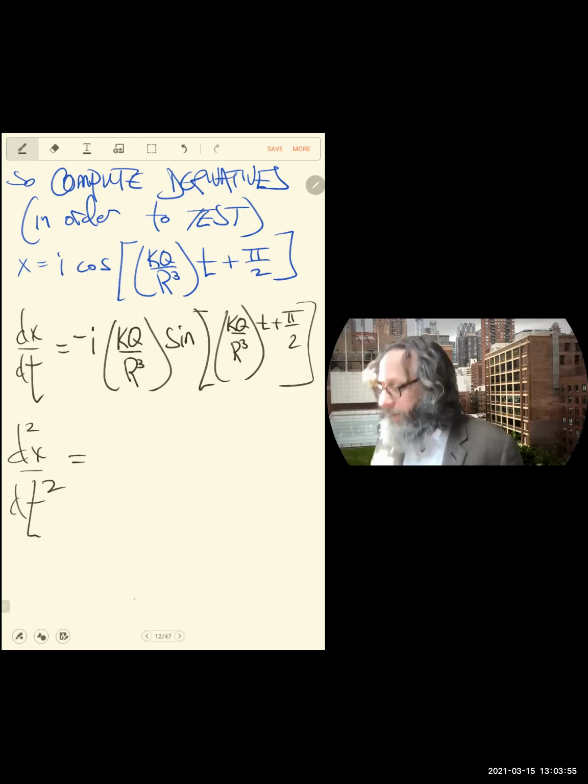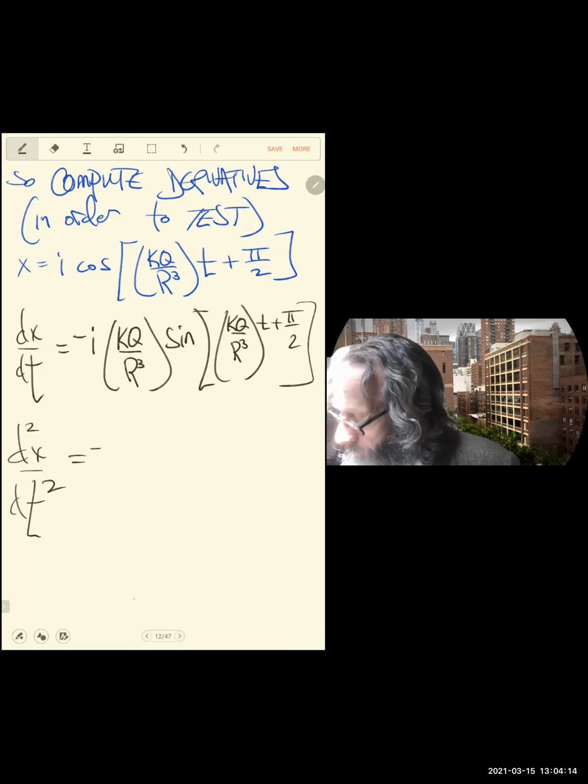Now, the only thing that comes out, so to speak, from chain rule is that KQ over R cubed thing. That comes out again, and that gets squared. Notice, and this is a little tricky, i does not get squared here. The KQ business is going to get squared, but not the i. In other words, I'm saying this.